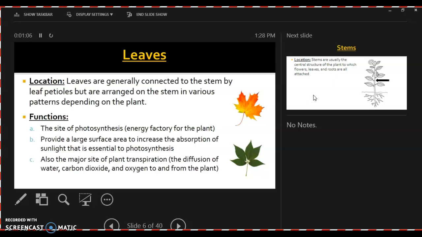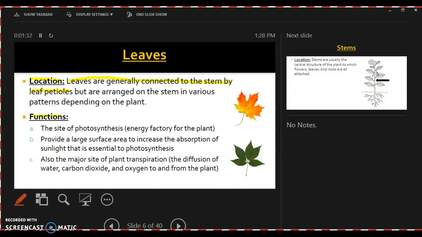So when you're writing your notes, you need to write leaves, and then underneath it write: are generally connected to the stem by the leaf petioles. Okay, and I think I can highlight. Here we go, highlighter. So leaves are generally connected to the stem by the leaf petioles. Then after you write that, go down and write function. So you want to write location and then function.